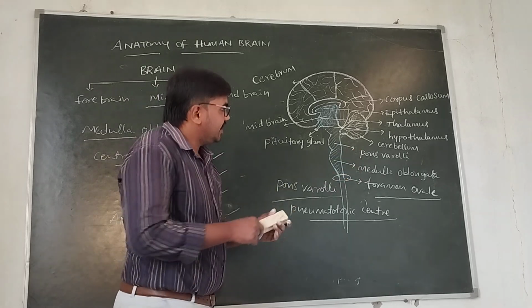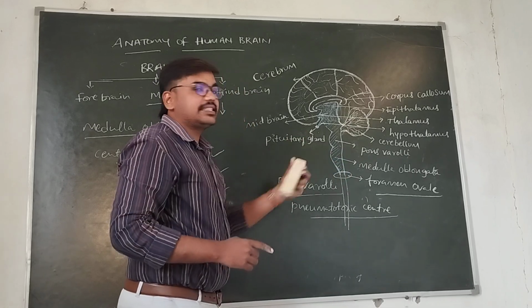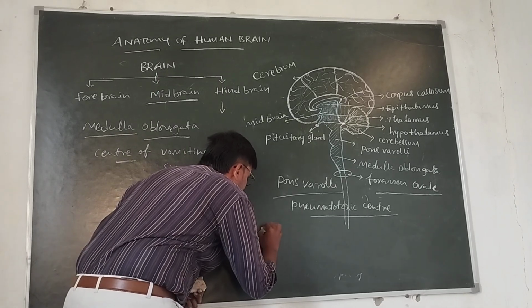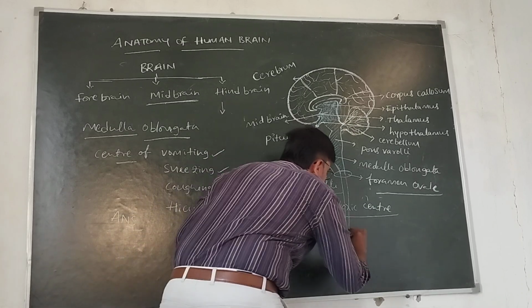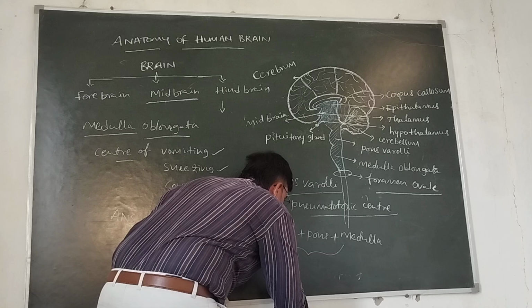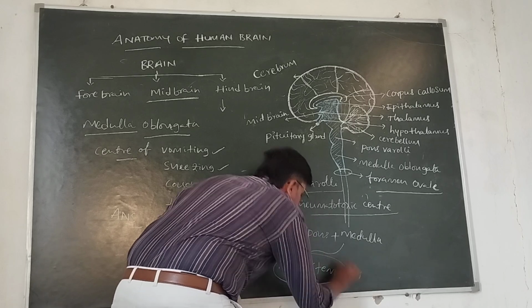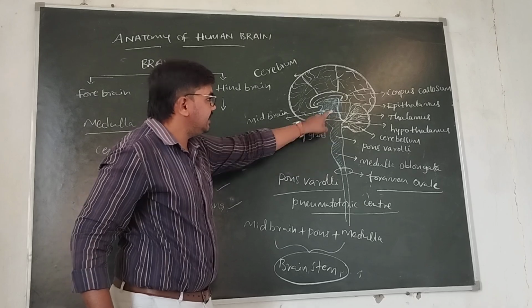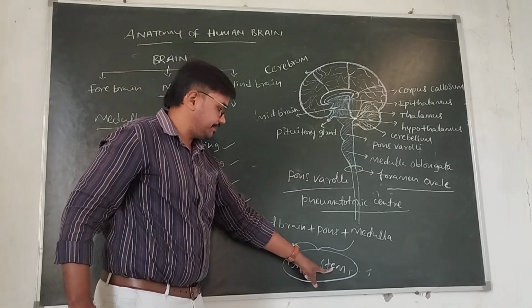And lastly, the midbrain, pons varolii and medulla oblongata, these three parts together are collectively called the brain stem.